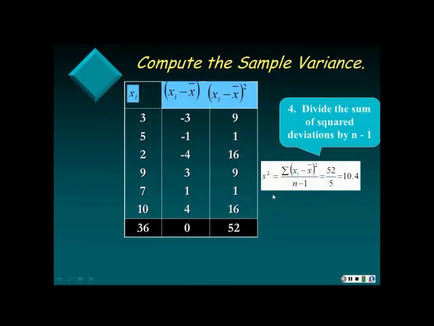That's the variance. So s squared, that's the sample variance, is equal to the sum of the squared deviations, that's the 52, over n minus 1, that's 6 minus 1, which is 5.